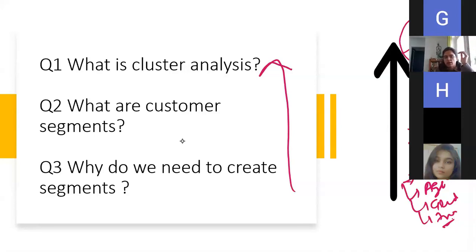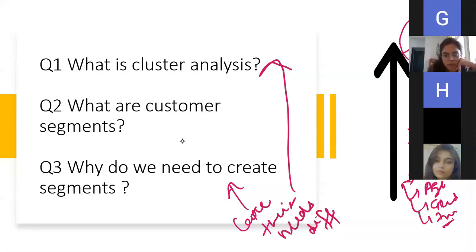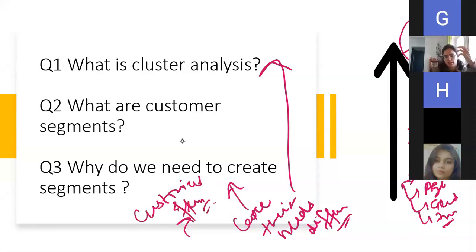Okay, and why do we need to create segments? So that we can cater to their needs specifically, like what are the needs of different age groups and different genders, so that we can create products according to their needs and preferences. So we can cater to different needs, and create customized products or customized offerings if we know how their needs are different, right?